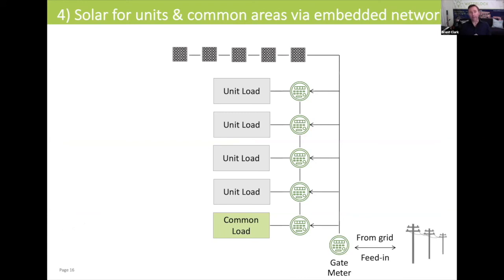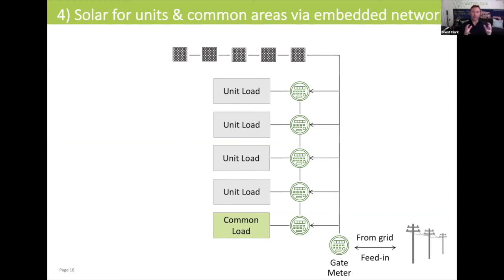And then finally, we'll look at one other type of solar arrangement on an apartment building. And this is where you have an embedded electrical network or smart meter network. This is a network where you have a gate meter or parent meter sitting in front of the common area meter and all the unit meters, enabling bulk buying of electricity from the electricity grid or the national electricity market.